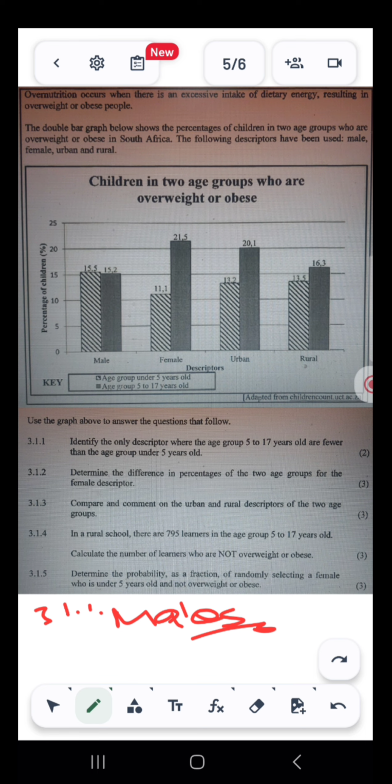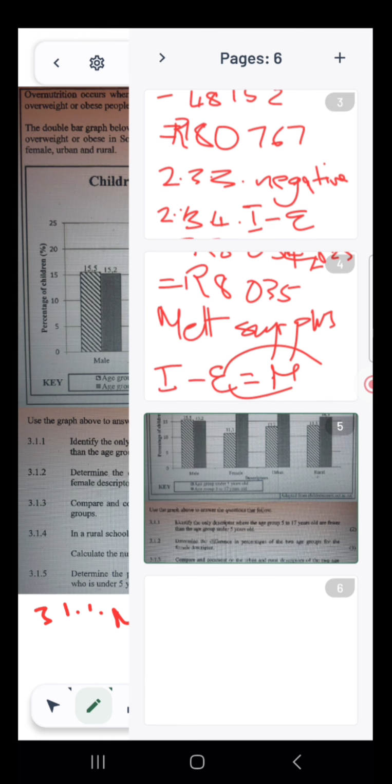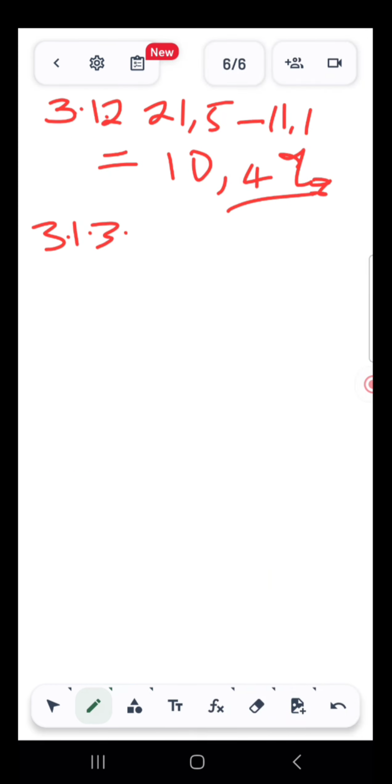Someone might say girls in rural areas exercise more because they must fetch water and so on, so they are less obese. So whatever comment, as long as it relates to urban and rural people, it's very rare that you can get a wrong answer as long as you are focusing on the right topic, right? I won't write it down, but I've explained already. So it means this one will be our 3.1.4.